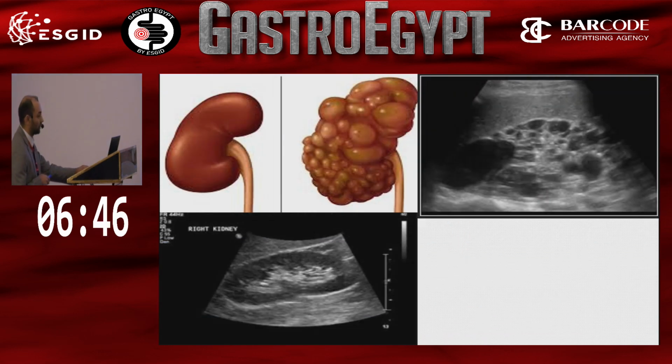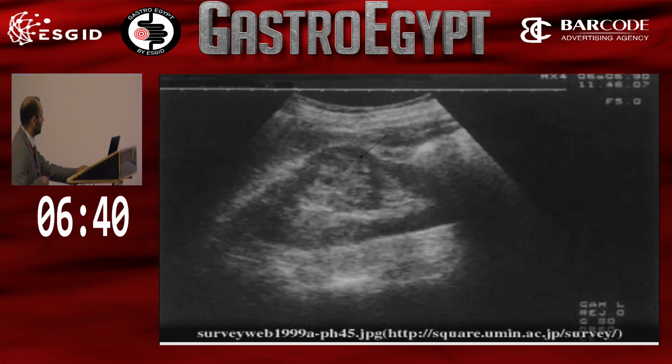This is a case of adult polycystic kidney. This is a normal kidney, and it is completely replaced by multiple small cysts. I have here a hypoechoic heterogeneous mid-polar lesion. It is probably malignant. I have to ask the patient to do a CT with contrast.